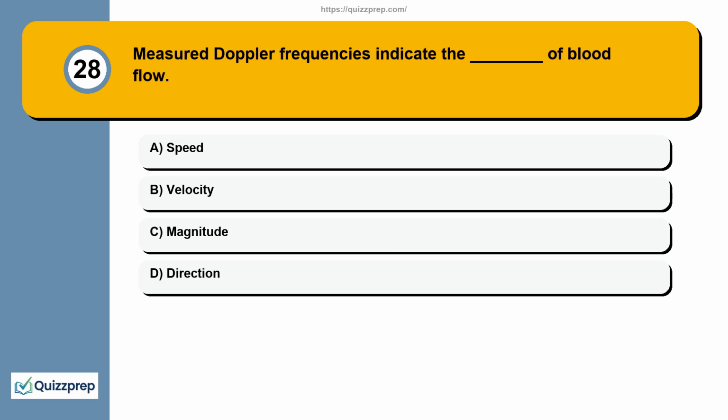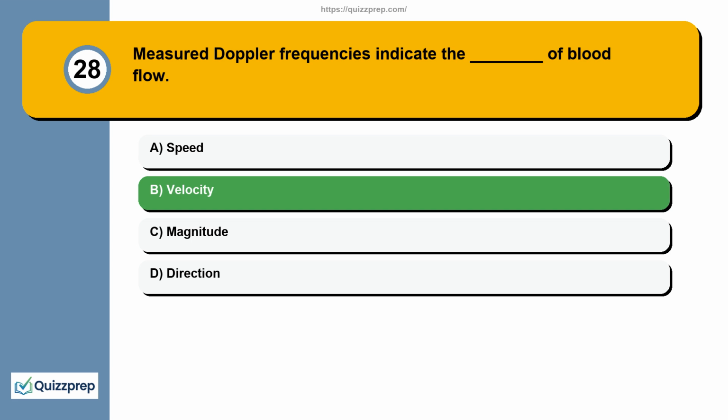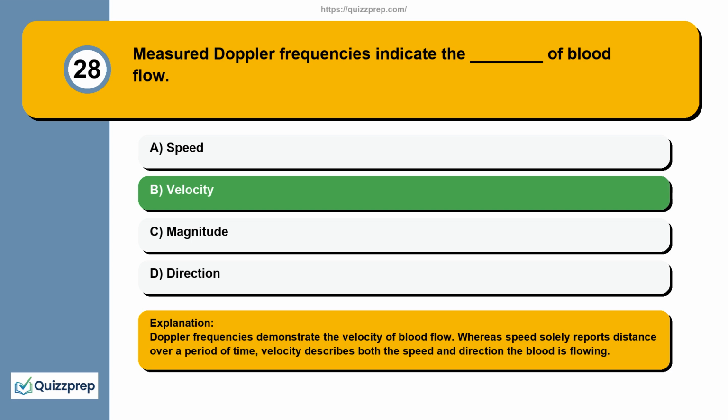Question 28. Measured Doppler frequencies indicate the ________ of blood flow: speed, velocity, magnitude, direction. Doppler frequencies demonstrate the velocity of blood flow, whereas speed solely reports distance over a period of time. Velocity describes both the speed and direction the blood is flowing.